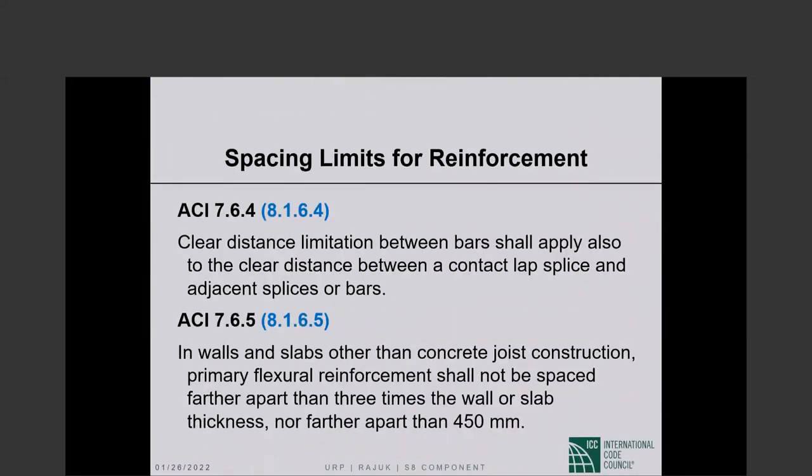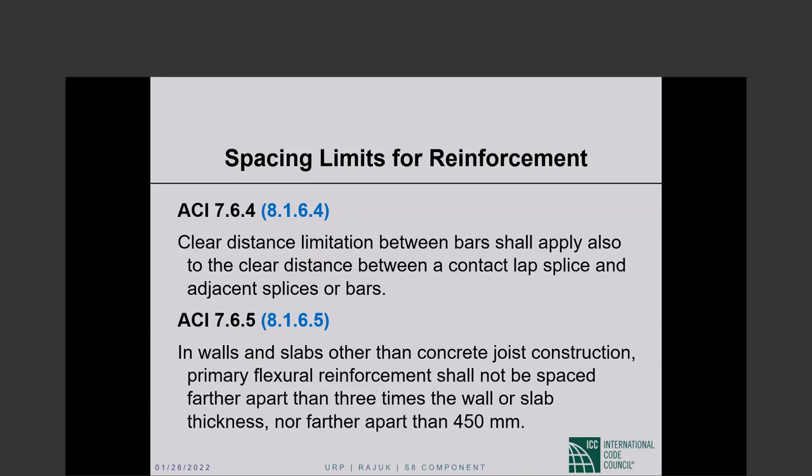Clear distance limitation between bars shall apply also to the clear distance between a contact lap splice and adjacent splices or bars. This is important. So if you have spliced bars, the clear spacing will apply to the outside bars in the splice. I don't know how else to say it. So the clear distance will have to be maintained even at the locations of the splices. That's pretty much what we are saying.